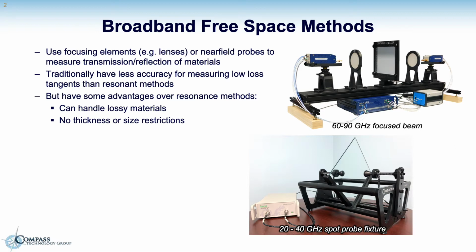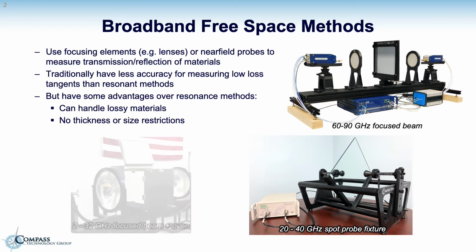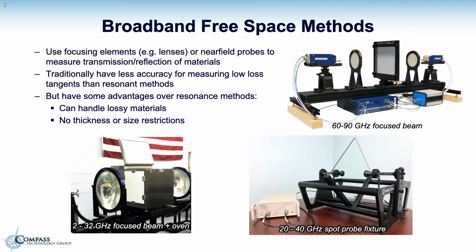So we have pictured here a couple of examples. On the top right, you'll see a focus beam system, which includes a network analyzer, some frequency extenders, and a pair of lenses. And those lenses help provide a nice, well-controlled beam going through our sample, which is placed in the middle. On the lower right, you'll see an example of a spot probe fixture. So those spot probes are mounted so that they're on either side of an unknown sample, and we can use that system to measure transmission or reflection of the material, and again use the same sort of inversion physics to determine from transmission and reflection what the magnetic and dielectric properties are.